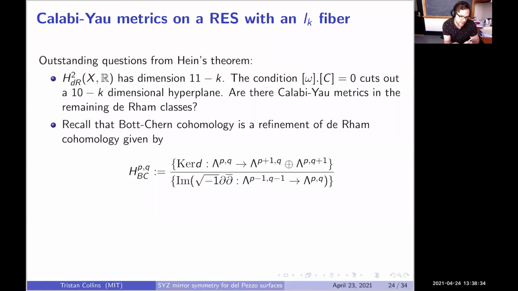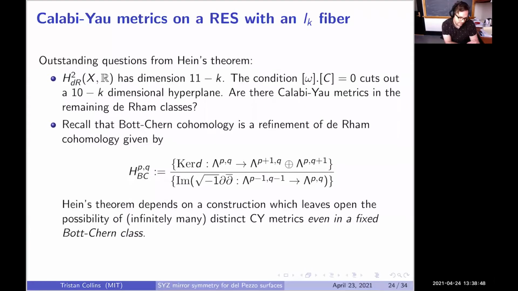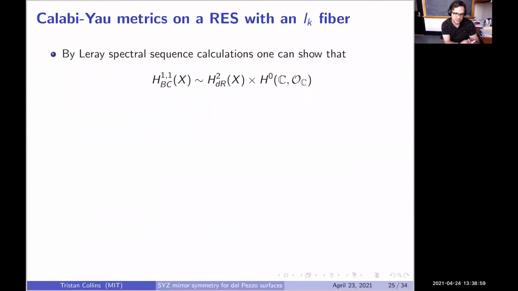Secondly, if you want to understand the parameter space or the moduli, Hein's theorem constructs a Calabi-Yau metric in each Bott-Chern cohomology class. And Bott-Chern is a refinement of de Rham. But Hein's theorem depends on a construction which leaves open the possibility of infinitely many distinct Calabi-Yau metrics, even in a fixed Bott-Chern cohomology class. And further, you can just compute what the Bott-Chern cohomology is. It's just the de Rham cohomology crossed with the space of holomorphic functions on C. So it's wildly infinite dimensional. So it's not really a suitable parameter space from the point of view of mirror symmetry. For example, if you try to define a Hodge number in terms of the moduli here, you would not get a very interesting answer.